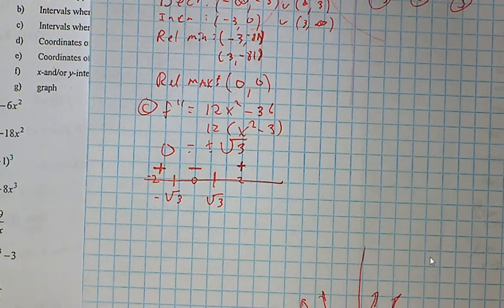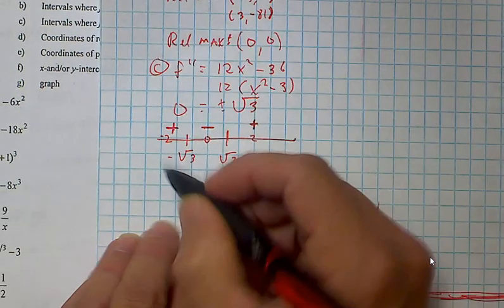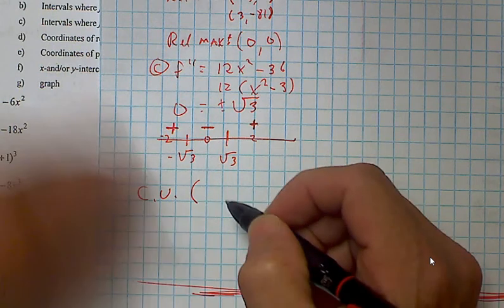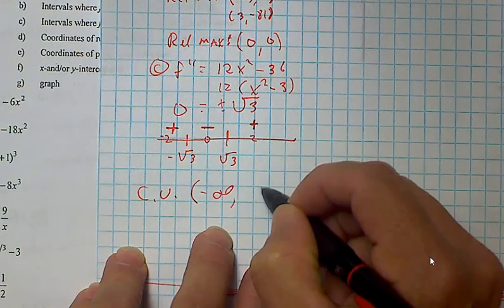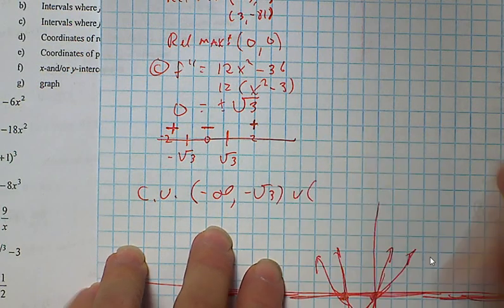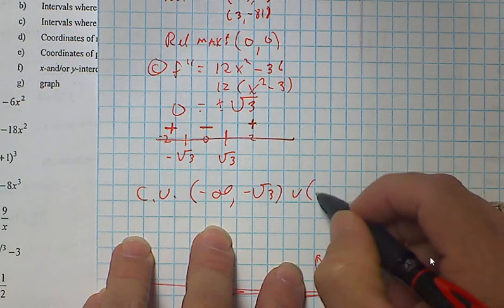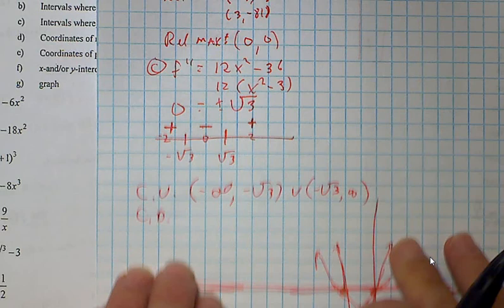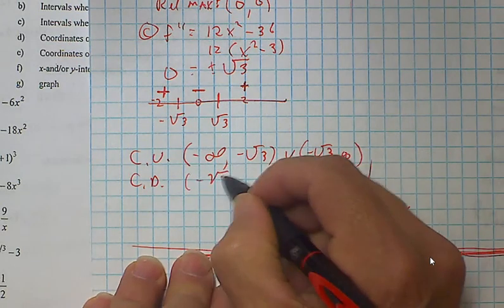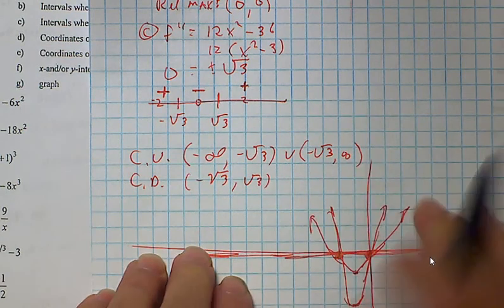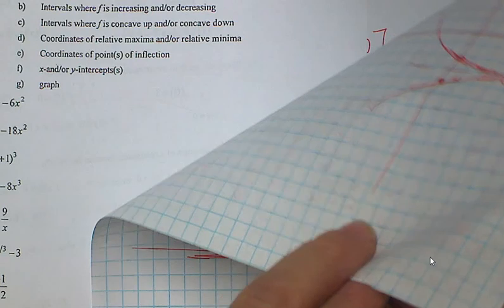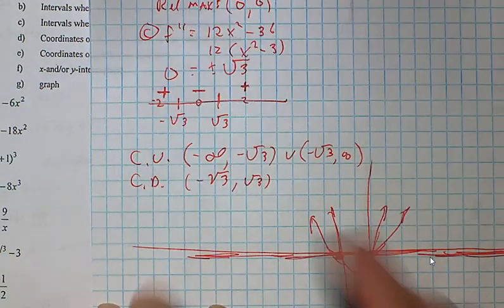So first off, it is concave up from where to where? Negative infinity to negative square root of 3, and square root of 3 to infinity. It is concave down from negative square root of 3 to square root of 3. All right. It has points of inflection. So this is going to be E. So this is C and E.